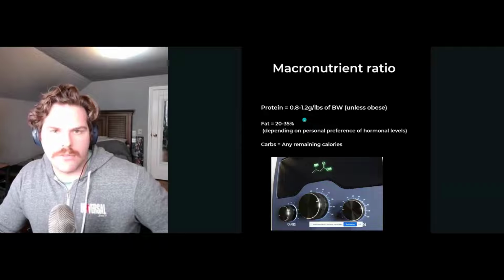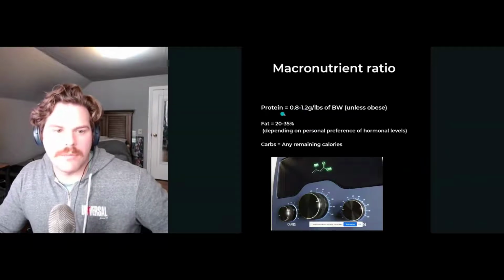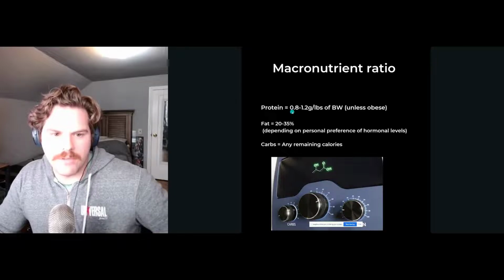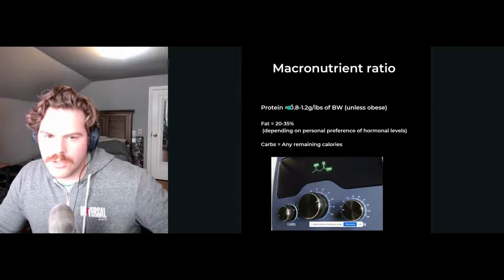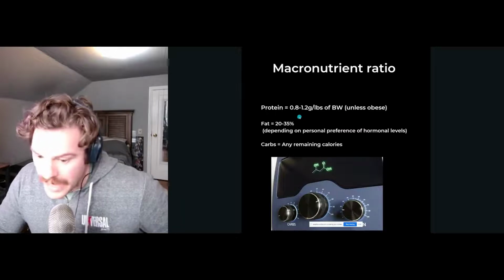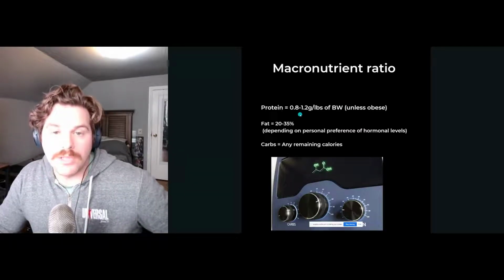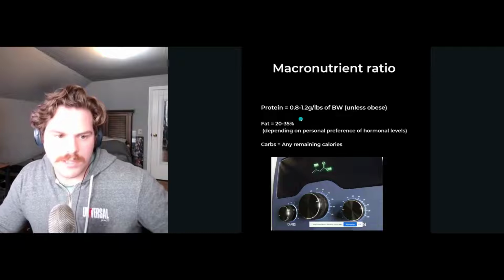Okay, so the first thing you need to plan when it comes to your macronutrients, where you get your calories from, is your protein, right? If you can get 1 gram per pound or even up to 1.2 and you're lighter on the weight, absolutely do it. It will help you a ton when it comes to fat loss and weight loss.